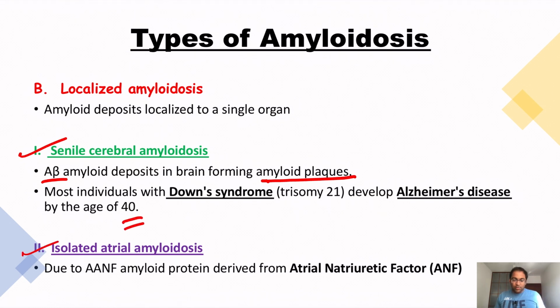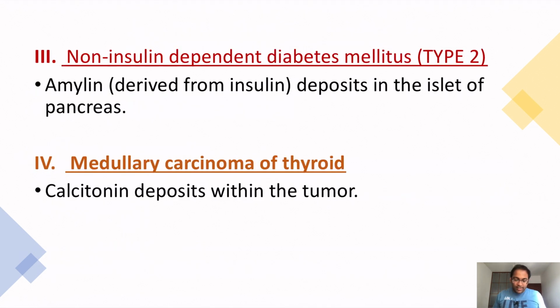The next is isolated atrial amyloidosis. Here we have AANF amyloid protein, which is derived from atrial natriuretic factor. Atrial natriuretic factor is secreted by, as the name says, the atrium, and it helps in natriuresis, or throwing the sodium out through the urine. Now, the next is non-insulin-dependent diabetes mellitus, which is type 2.